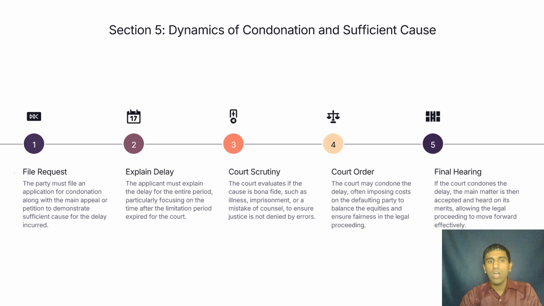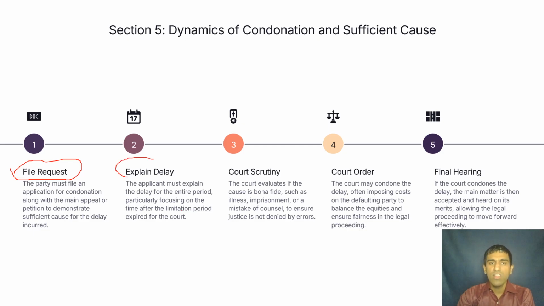Step number one, the plaintiff, whoever is filing the case, must file an application for condonation of delay along with the main appeal, or if it is a petition itself that is being heard for the first time, then either way an application for condonation must be filed, where the plaintiff is required to provide sufficient reasons as to why there was an unreasonable delay beyond the time period specified in the act, which is where the second step comes in.